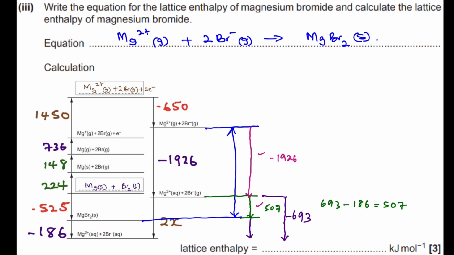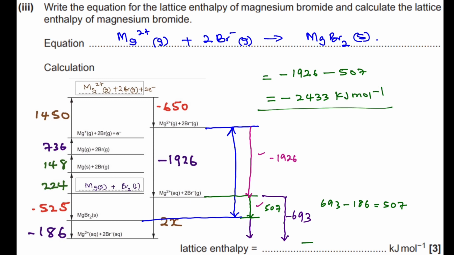And the pink bit here is minus 1926. So the lattice enthalpy of magnesium bromide will be minus 1926 minus 507, and that will be equal to minus 2433 kilojoules per mole. So that would be minus 2433 kilojoules per mole. As you can see, because it's all coming down, it's negative. So what we wanted was from the solid to the gaseous, because that's what the lattice enthalpy is.